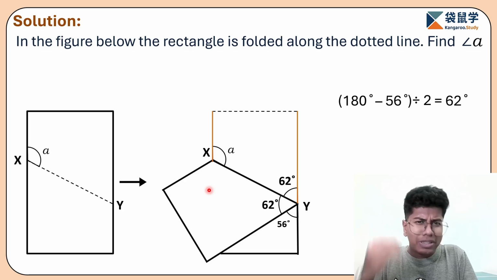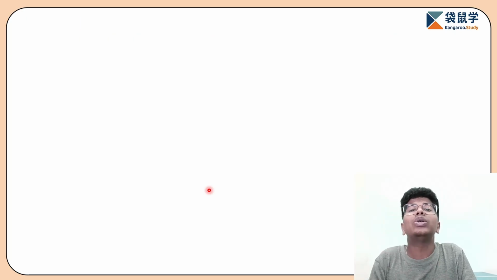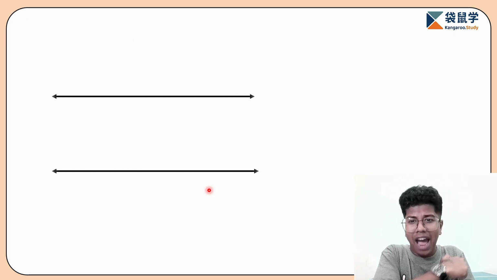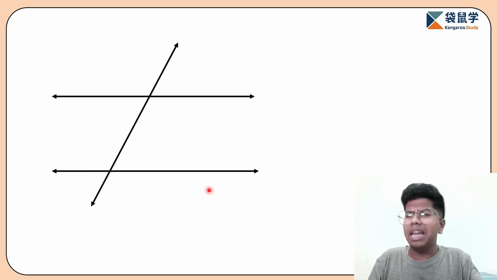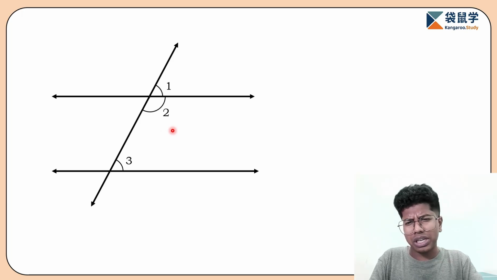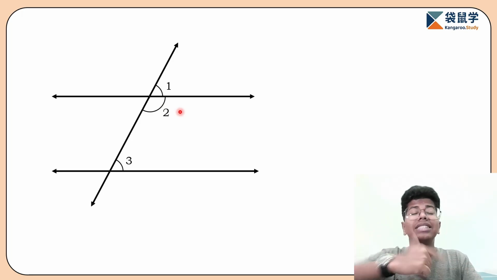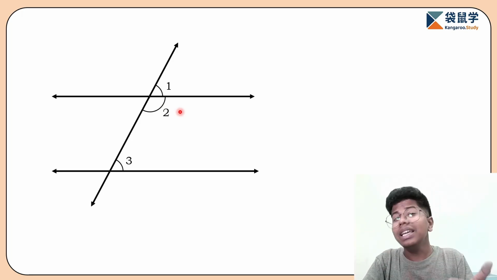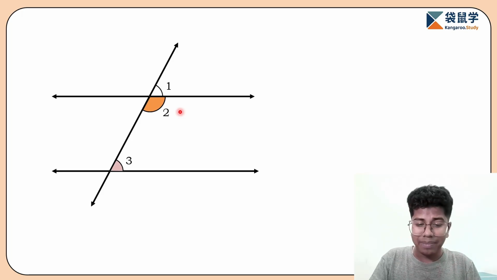So let's observe what happens with angles between two parallel lines. I have two parallel lines and a line cutting through them. Let's label these angles angle 1, angle 2 and angle 3. Is there any relation between angle 1 and angle 2? Yes, they are on the same line. The sum of these two angles is 180, so I can label this as 180.